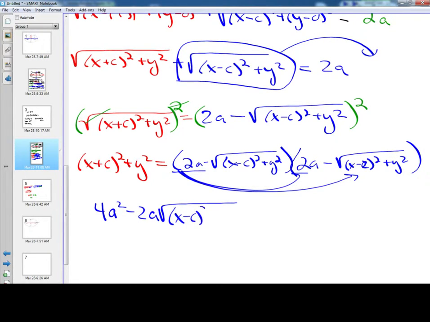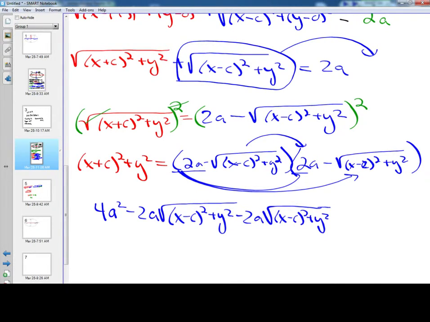So the square root of x minus c quantity squared plus y squared. Isn't that a negative number? Never mind. Okay, I understand. So we did the 2a already. Let's distribute the second part. So craziness times 2a is negative 2a craziness, the square root of x minus c squared plus y squared. And finally, craziness times craziness.